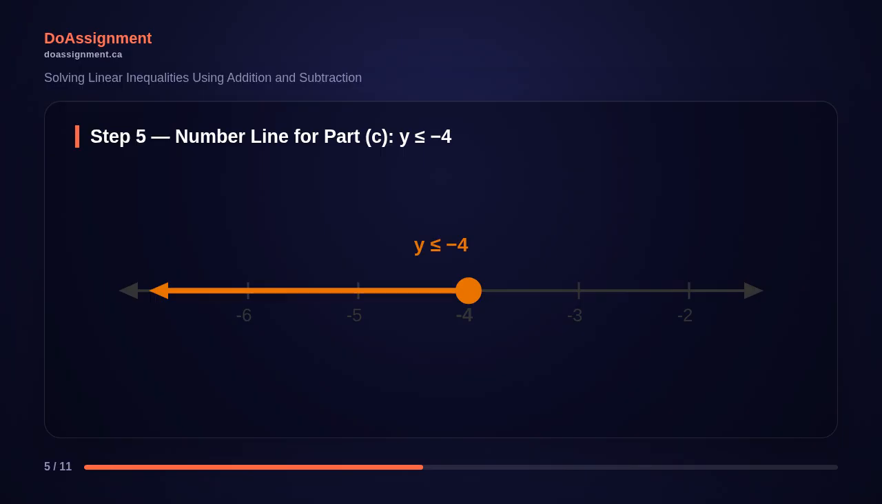Here is the number line for the correct solution to Part C. The filled circle at negative 4 shows it is included. The orange arrow extends to the left, covering all values less than or equal to negative 4, very different from the student's incorrect answer of y less than or equal to 10.